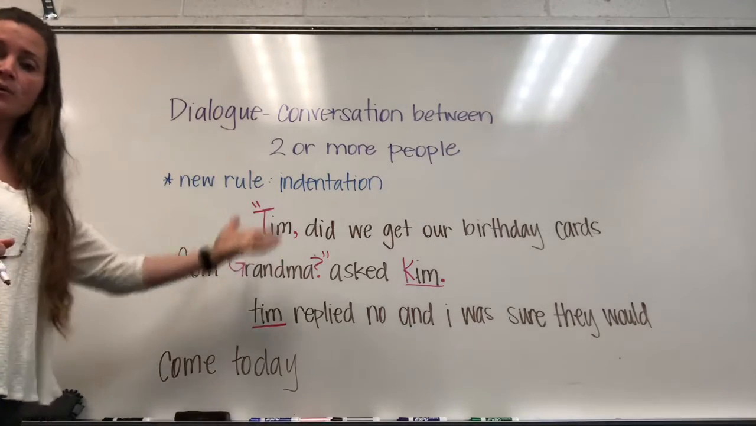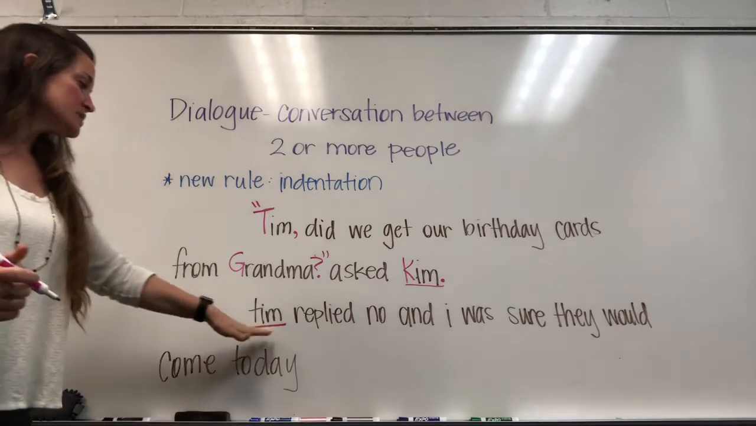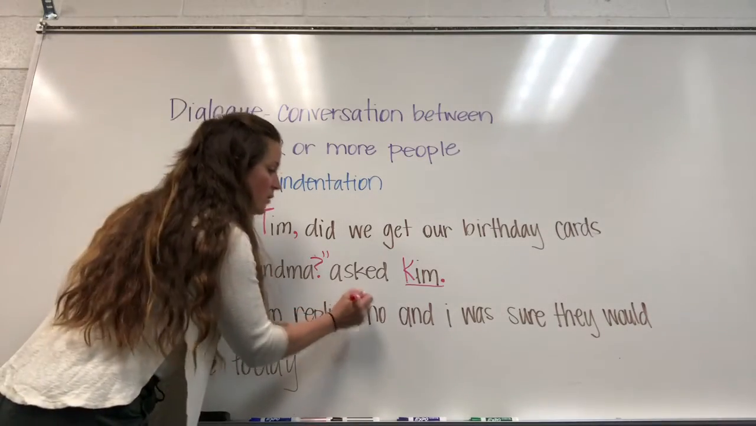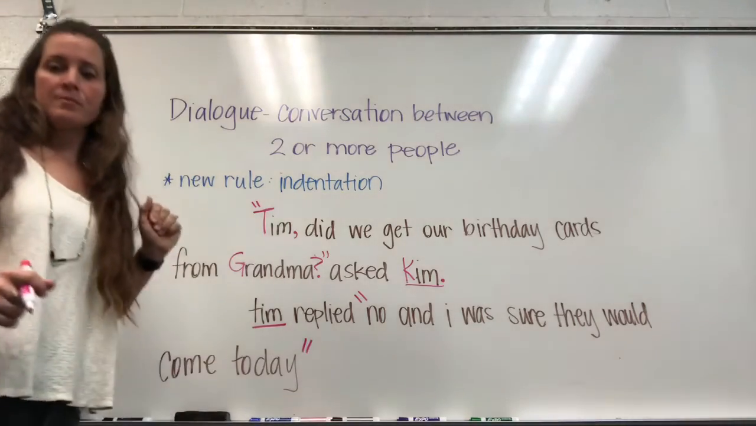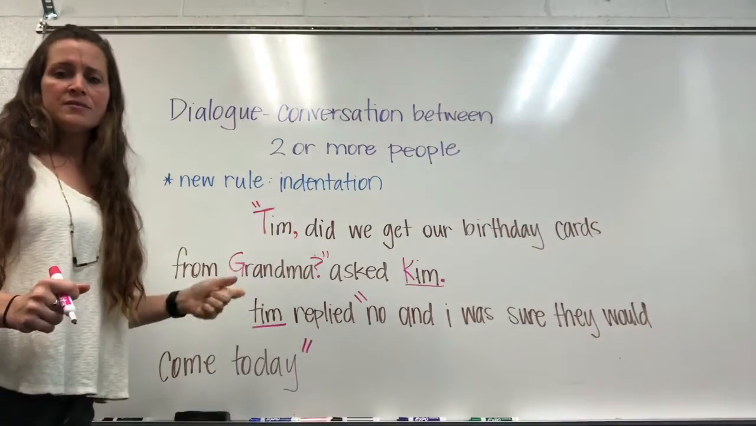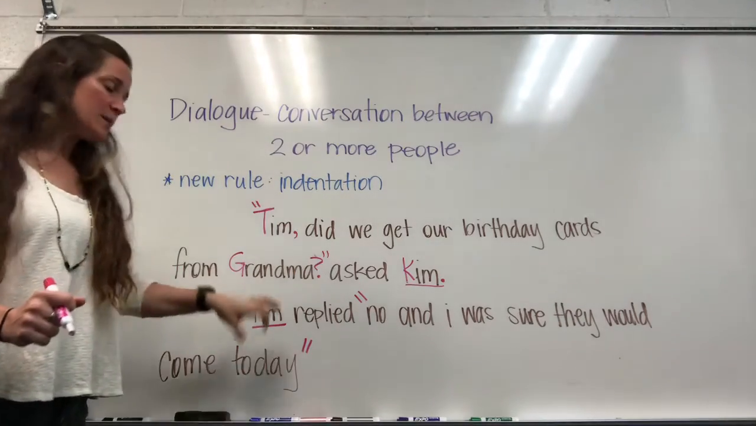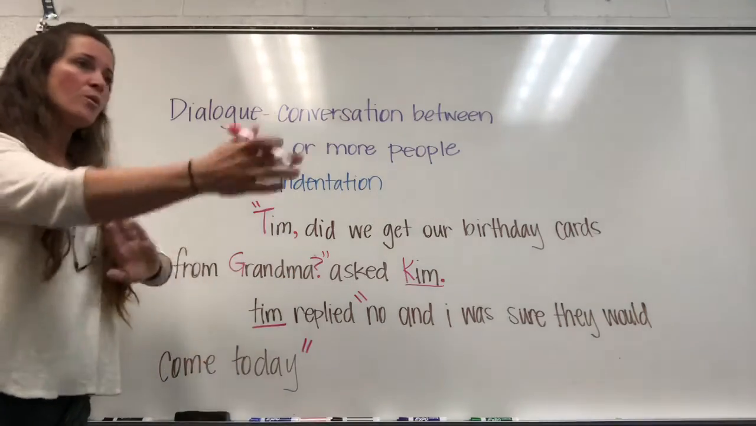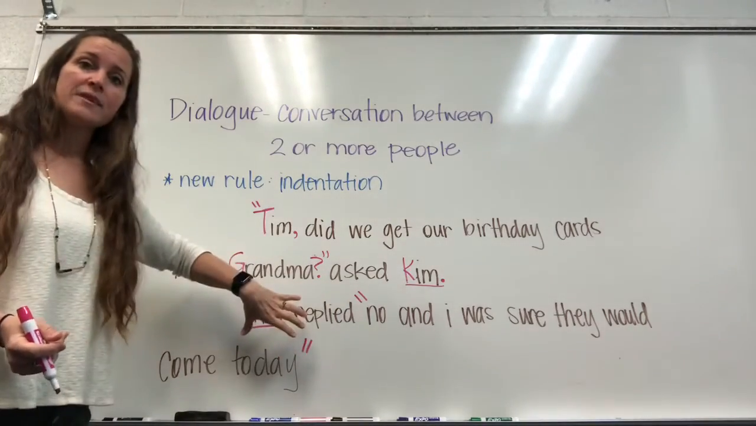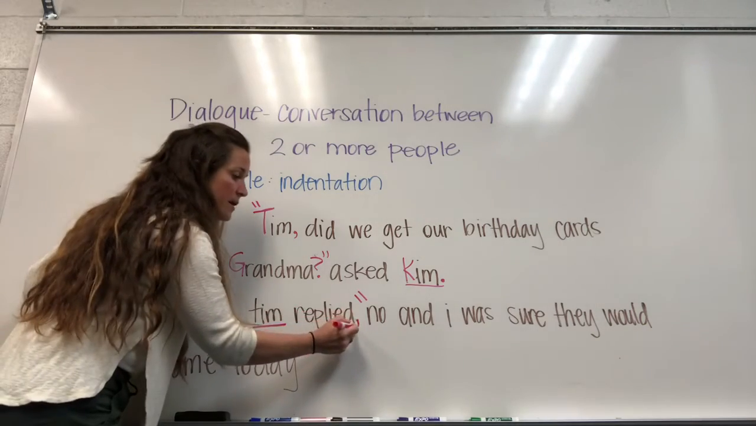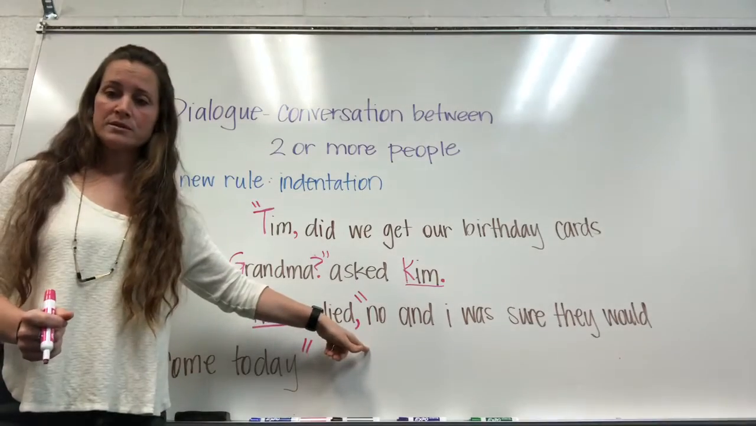So we're going to go back to our steps. We're going to place quotation marks at the beginning and end of the quote. So we have Tim replied, "No, and I was sure they would come today." Okay. We're going to put a comma at the end of the quote, right? Before the quotation mark, before the explanatory words, or at the end of our quote. In this case, our explanatory words are at the beginning. So we're going to put our comma to separate our explanatory words right here in front of our quote.